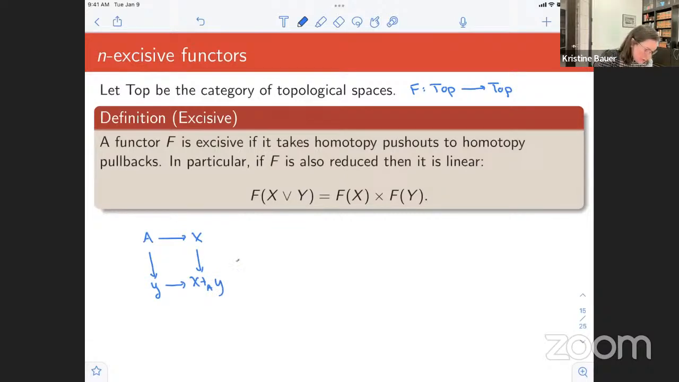And so to be excisive means that I take this pushout, so x plus over a y is just my notation for what it means to be the pushout. And so now if I apply f, I still get a commuting diagram. But in general, it's not the case that this diagram has any special properties as far as being a pushout or a pullback.